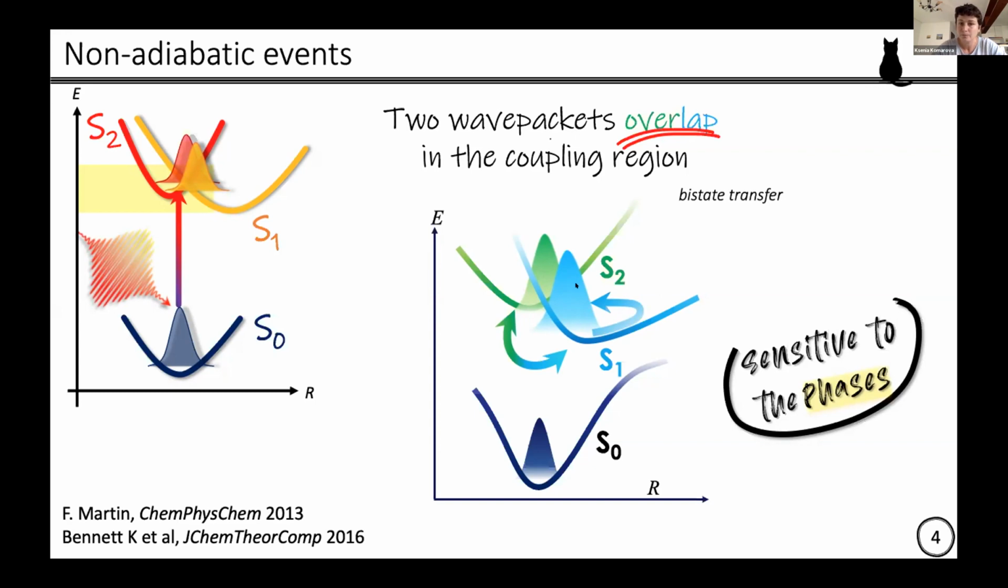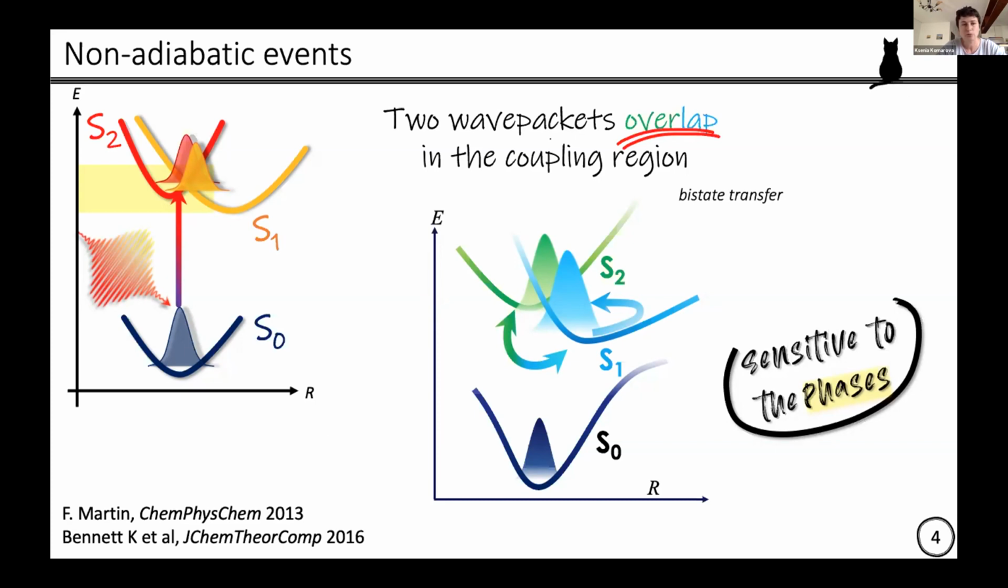This effect was already mentioned in the paper of Mukamel and the group, here is Bennett, the first co-author in JCTC, the fact that non-adiabatic transfer depends on the overlap. But they didn't study the isotope effect. We will show that the effect of mass can really probe this very easily. And Fernando Martin also showed that an isotope effect, quite similar in nature, appears in the autoionization profiles.